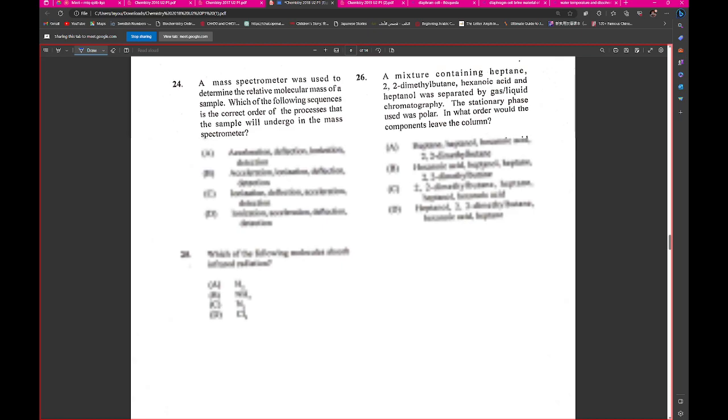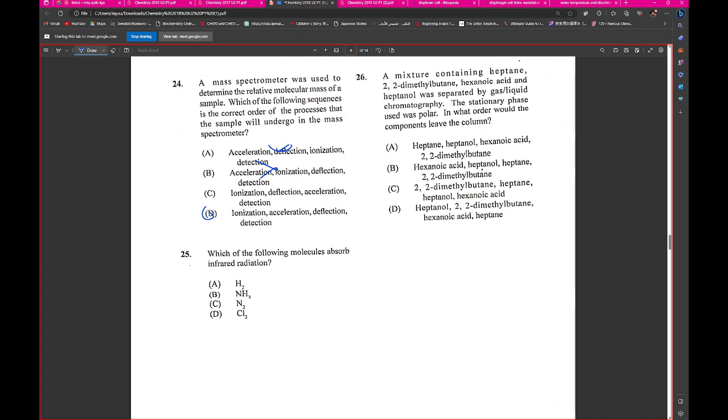The mass spectrometer was used to determine the relative molecular mass of a sample. Which of the following sequences is the correct order of processes that the sample will undergo in the mass spectrometer? First, we need to ionize, so everything up here is garbage. We ionize, accelerate, deflect, detect.